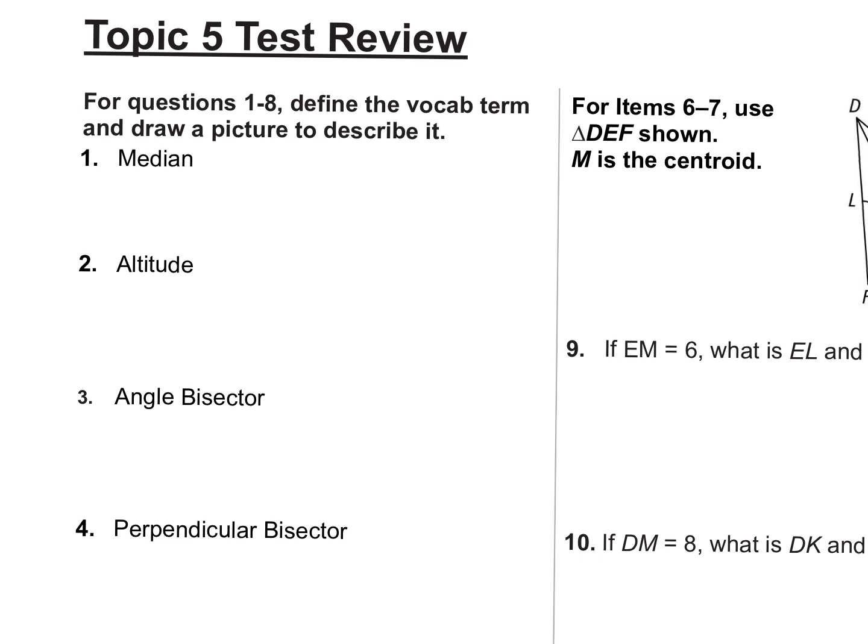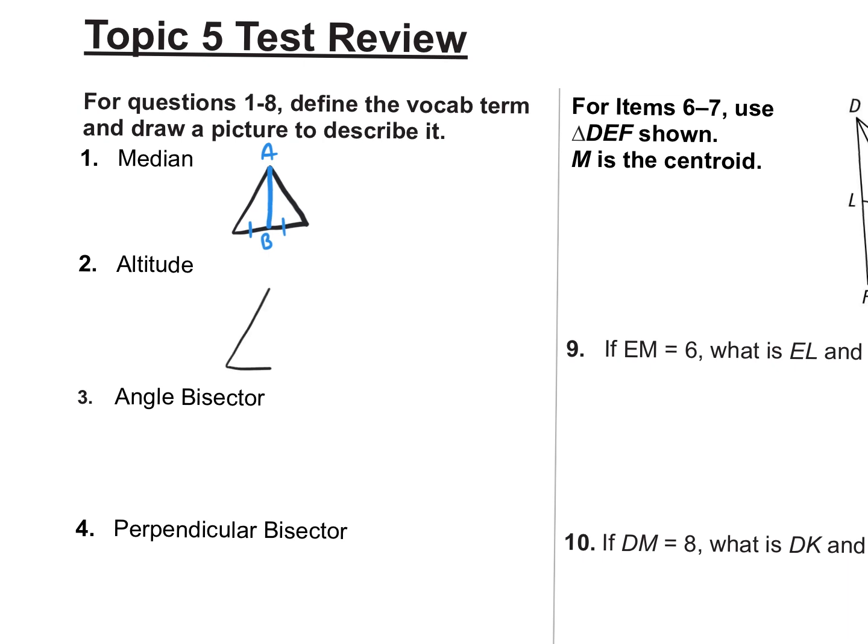So on number 1, if I draw a triangle, how would you describe a median to me? It goes from a vertice to a side. What does it do to that side? Splits that side in half. Yep, so if I told you line AB, that's a median. It goes from a vertice to another side, splitting that side in half.